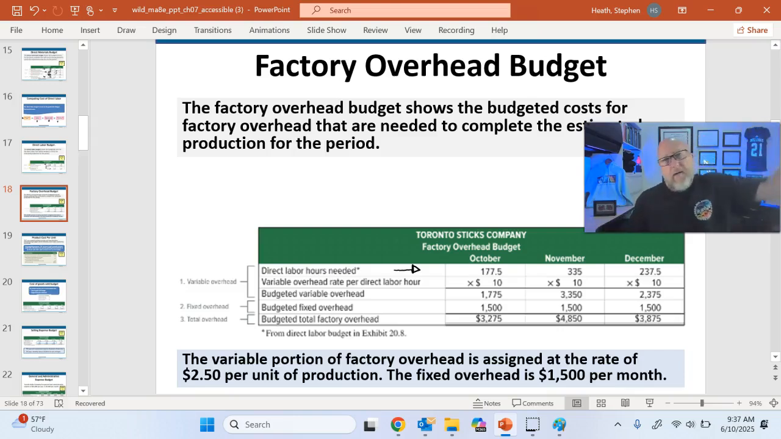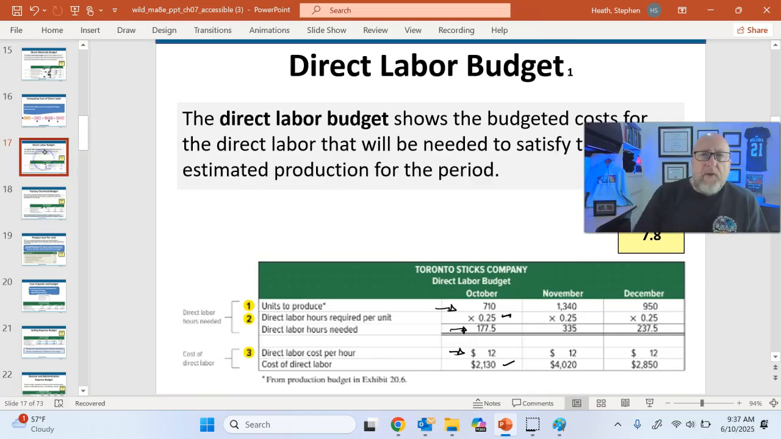Remember back in, I don't know, a previous chapter, we were saying there's all sorts of allocation bases. You could use labor, you can use machine hours, etc. In this particular example, it's looking like they're using labor. Okay. So based on the previous slide, we just determined that for the month of October, we need 177.5 hours. And important to note that we're not using the total dollars, we're using the actual direct labor hours.